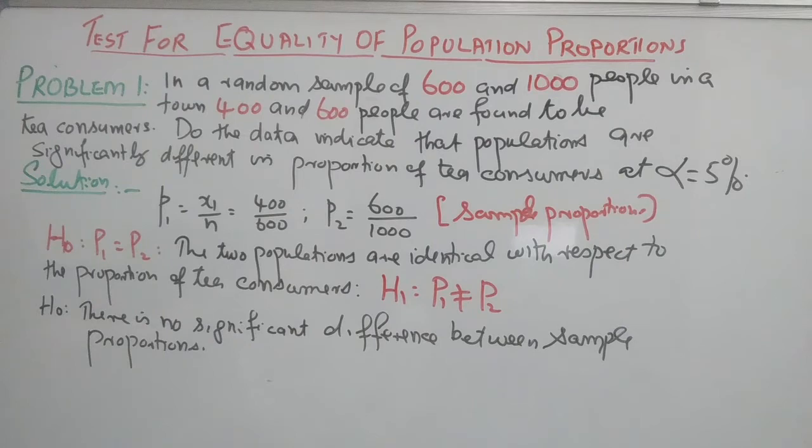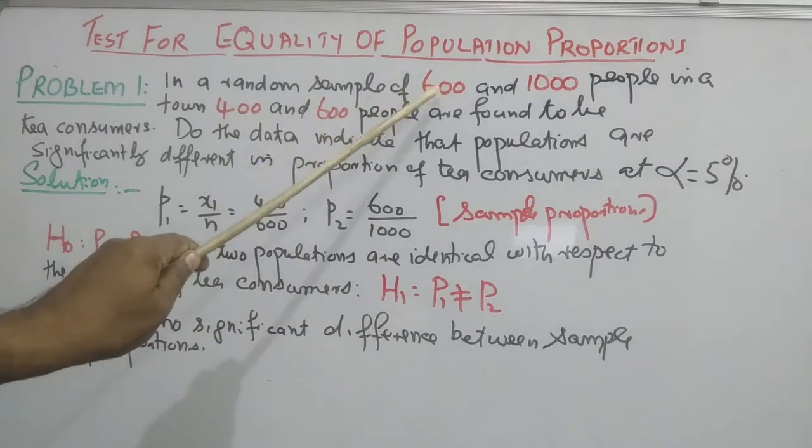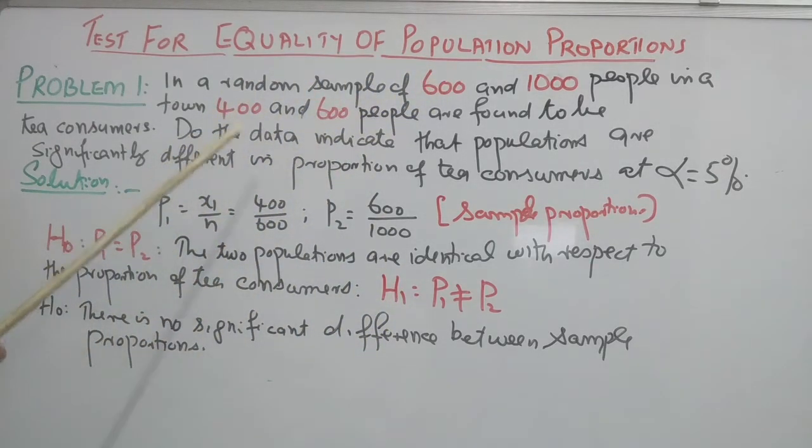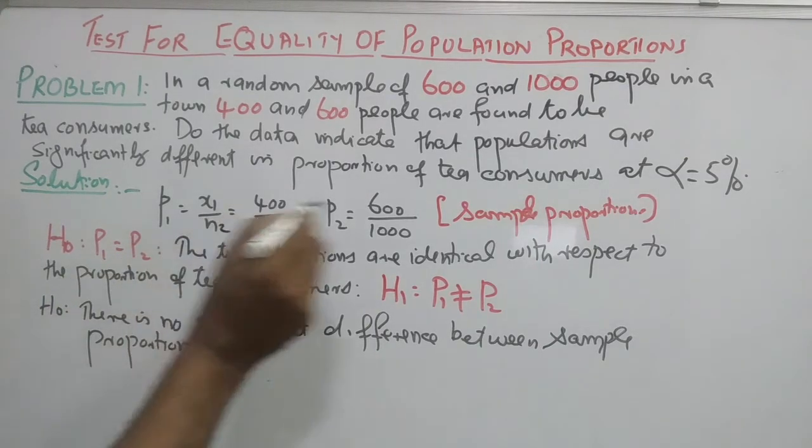So we apply the test for equality of proportions since there are two samples or two populations. So it's a problem of equality of population proportions. The consumption of tea, that's a quality characteristic. It is given that out of 600, 400 are consumers. Therefore, P1 is equal to X1 by N1, that is 400 by 600, and P2 is equal to 600 by 1000, that is X2 by N2.